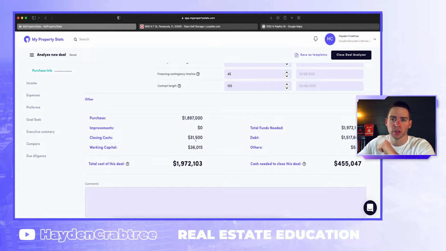I don't have any improvements in there yet. My closing costs would be 31,000. My working capital would be 36,000. So the total cost of this deal, the total cash needed in, is 1.972 million.